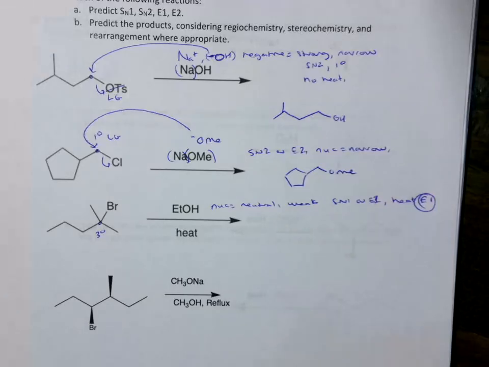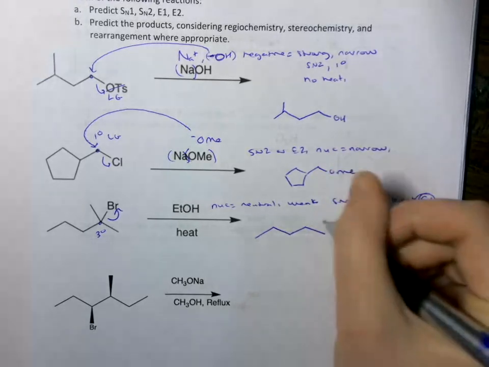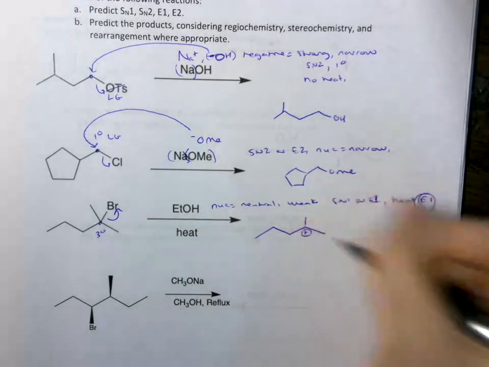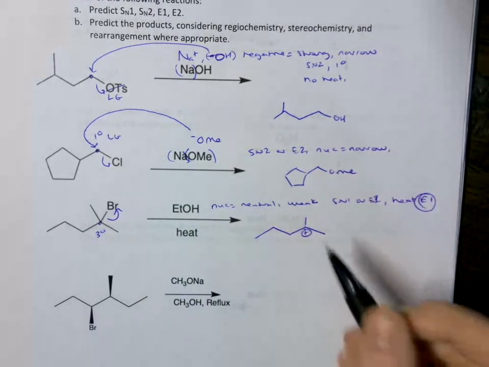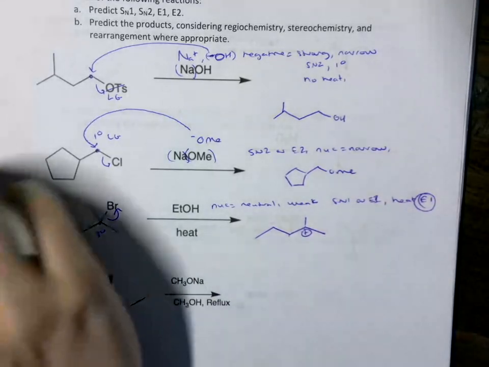We have a good leaving group that's going to make a good carbocation. And then we have heat to favor elimination. So the leaving group is going to leave, and we will be left with a carbocation like this. Now we can choose from one of these 1, 2, 3 beta carbons.